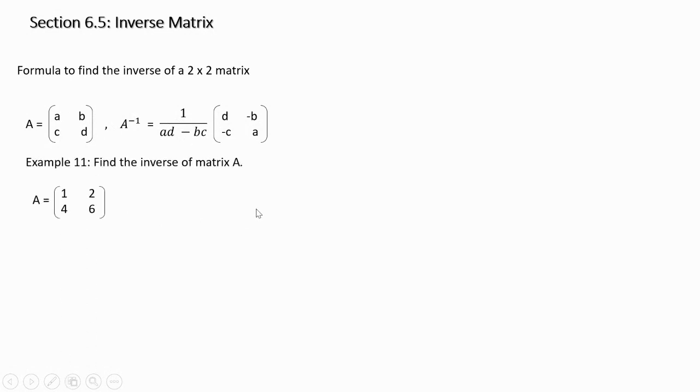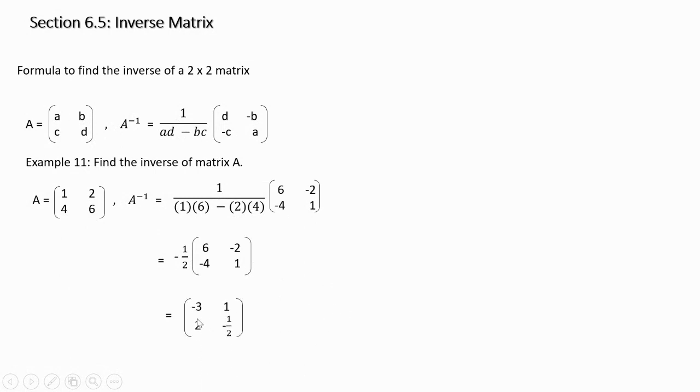So find the inverse of this matrix here. So it's going to be 1 times 6 minus 2 times 4. So this is equal to negative 1/2, correct? Because 6 minus 8 is negative 2, so we have 1 over negative 2. Now we multiply negative 1/2 times every term. And if you notice, it's the same one as we did earlier. You see, guys, we did the same thing. So you have another way to get the answer by doing it this way or by doing it the way I did it with the Gauss-Jordan method.